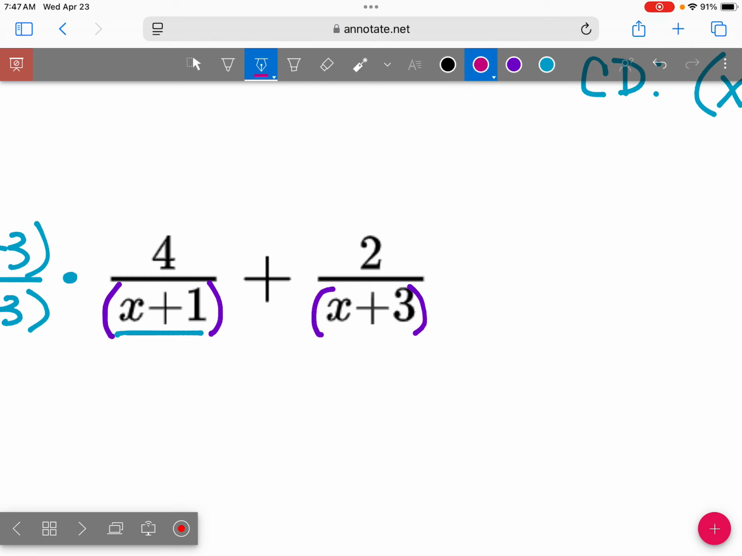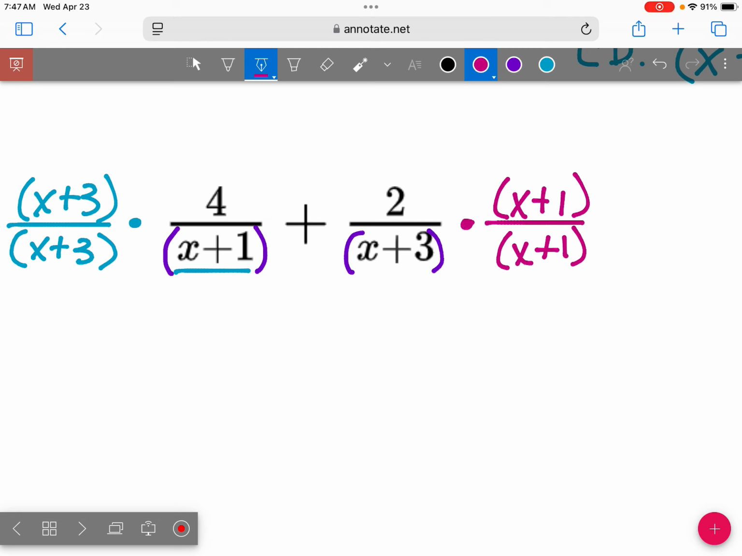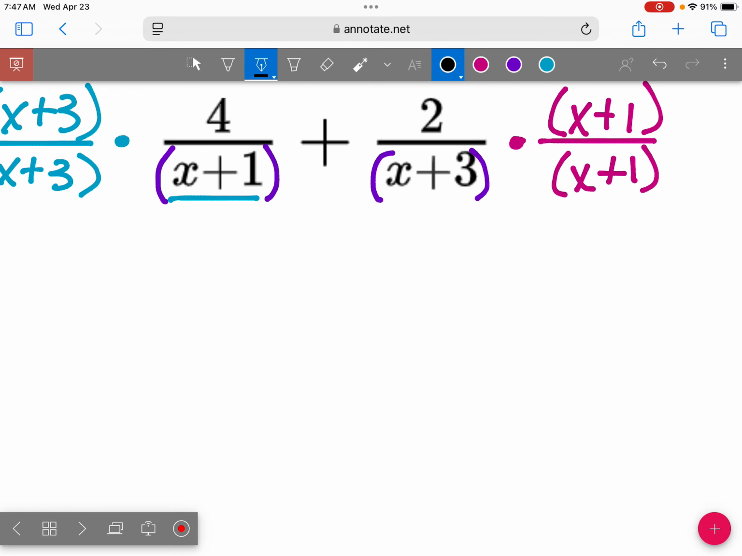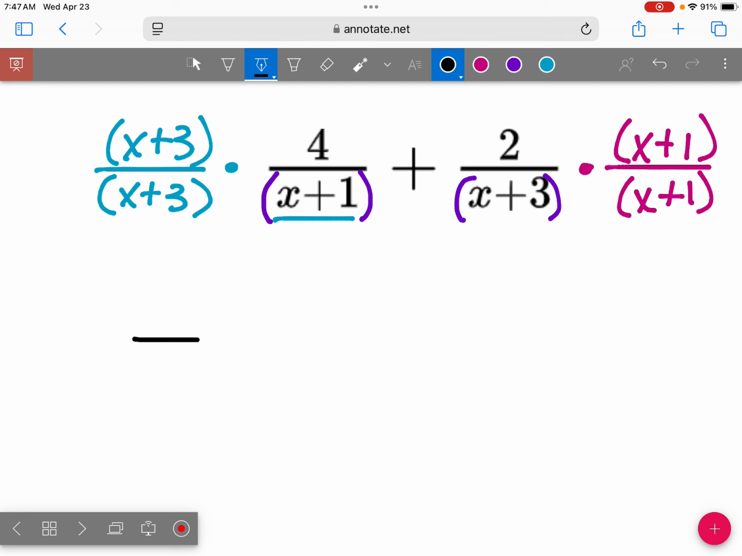So what am I going to multiply this one by? X plus 1. Over x plus 1. We have to multiply it by 1 because we cannot change the expression. If I had an equal sign, I could do the same thing on both sides, but I don't have that. I don't have equal signs here. So we have to multiply by 1s. So once we do that, these are going to have that same denominator.